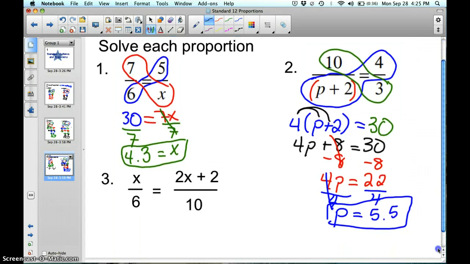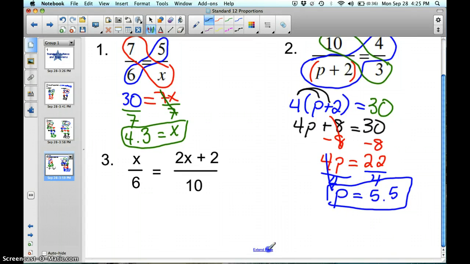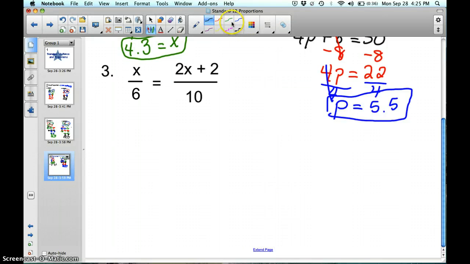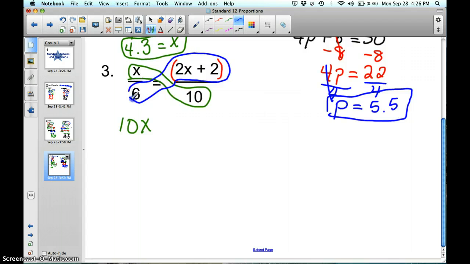All right, last problem. I'm going to start by doing the same thing. I'm going to start by cross multiplying. So I'm going to do my x times my 10. x times 10 we just write as 10x. And then I'm going to put my expression in parentheses, so the 2x plus 2 in parentheses. And I'm going to do 6 times all of this, 2x plus 2. So I write 6 times 2x plus 2.